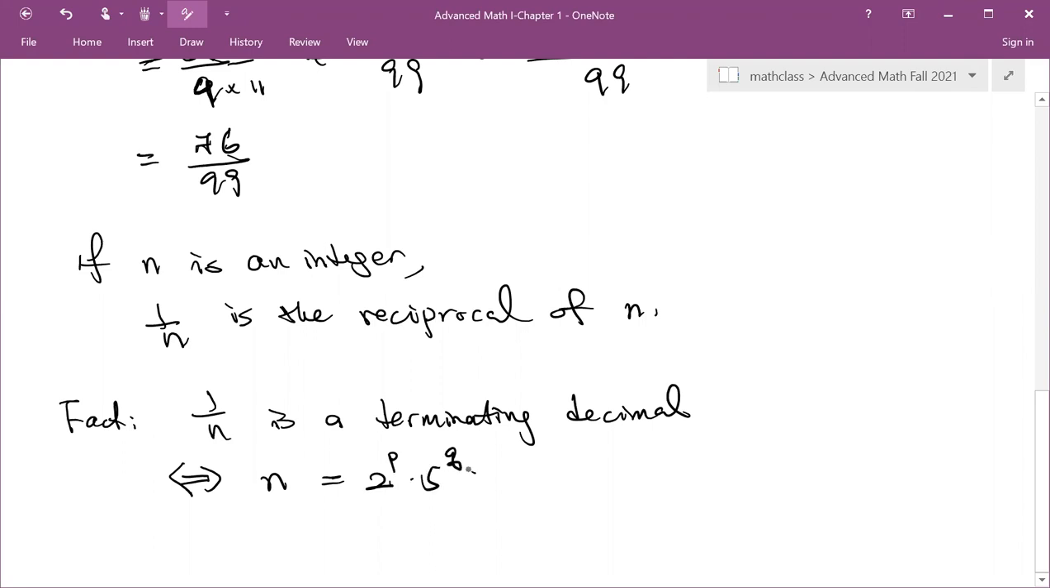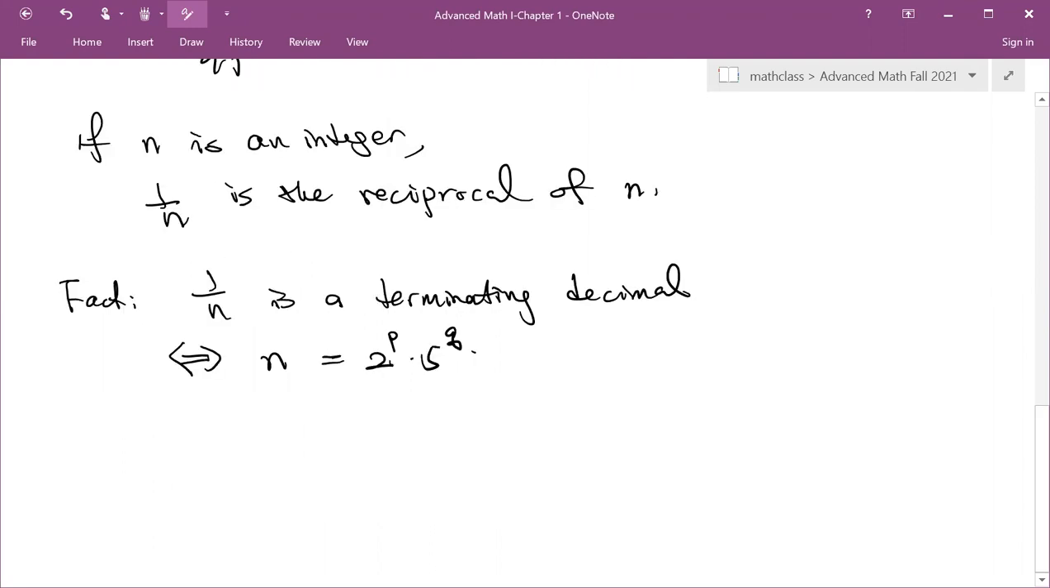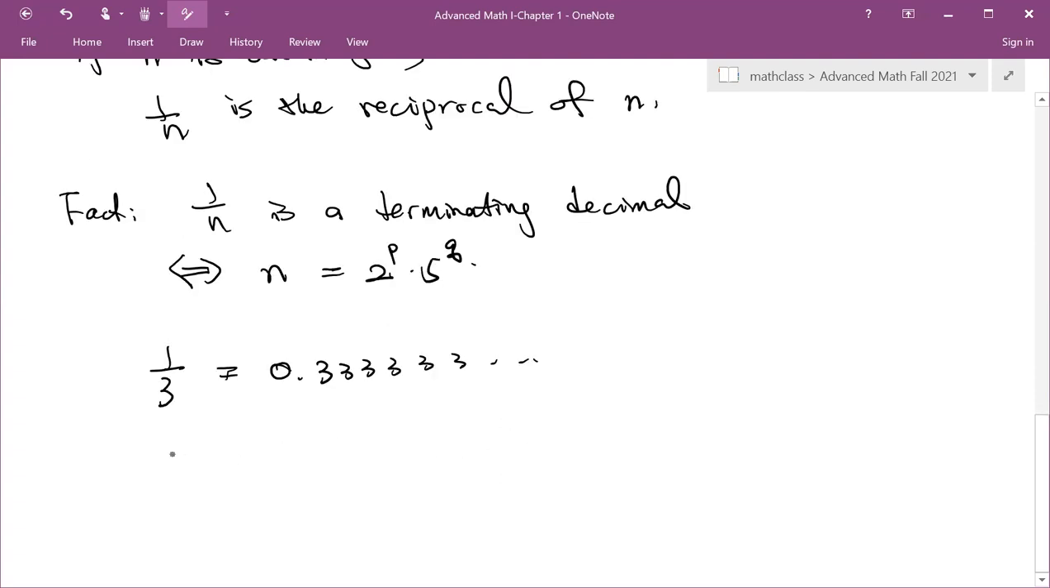It does not contain any other factors. So when n is 3, because 3 is not 2 or 5, this one cannot be a terminating decimal. It's actually 0.0333.